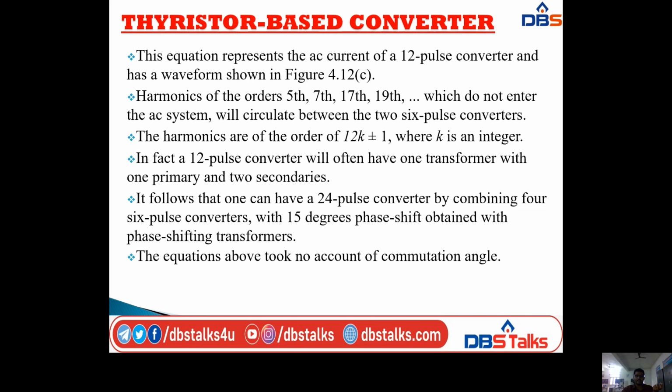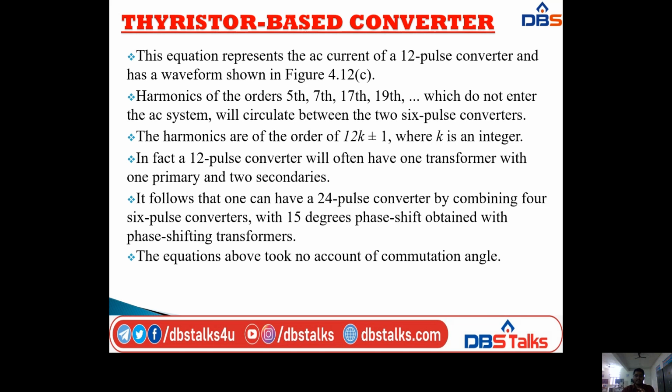Okay. Next, harmonics of the orders 5th, 7th, 17th and 19th, which do not enter the AC system, will circulate between the two 6-pulse converters. So the harmonics are of the order of 12k plus or minus 1, where k is an integer. In fact, a 12-pulse converter will often have one primary and two secondaries.